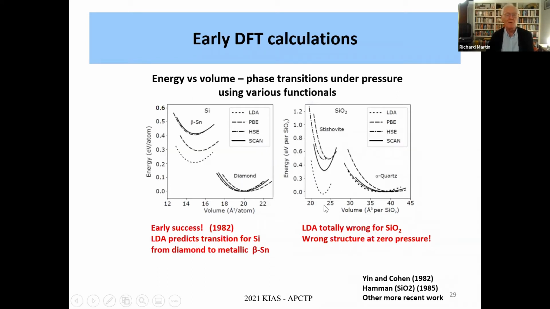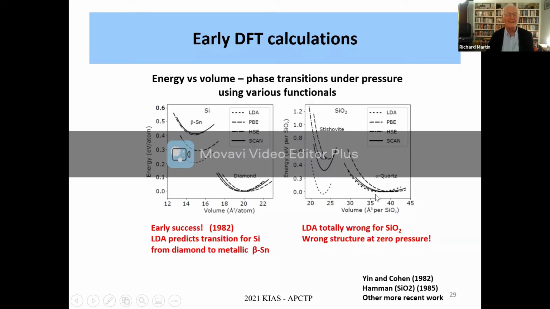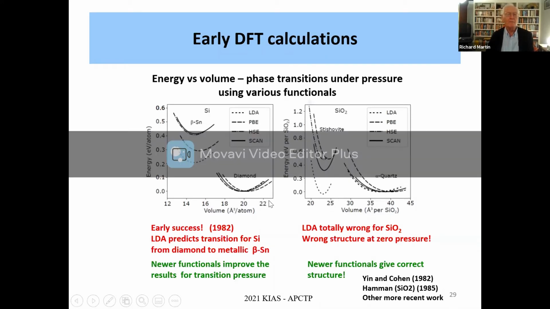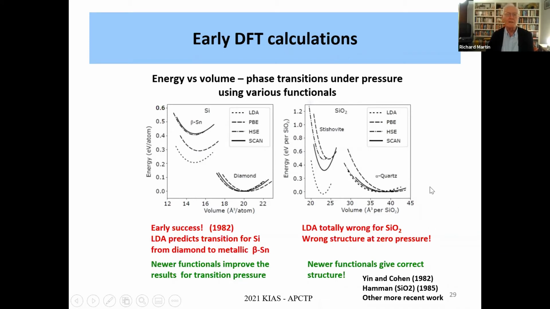On the right is an example where there was an utter failure. The local density approximation predicted that quartz would actually occur in a dense structure and nothing like the structure it really occurs in. So that's where improvements, especially with these gradient approximations and then with later approximations, get over some of the bad problems of the local density approximation. And now we have much better agreement and really impressive agreement for many systems.